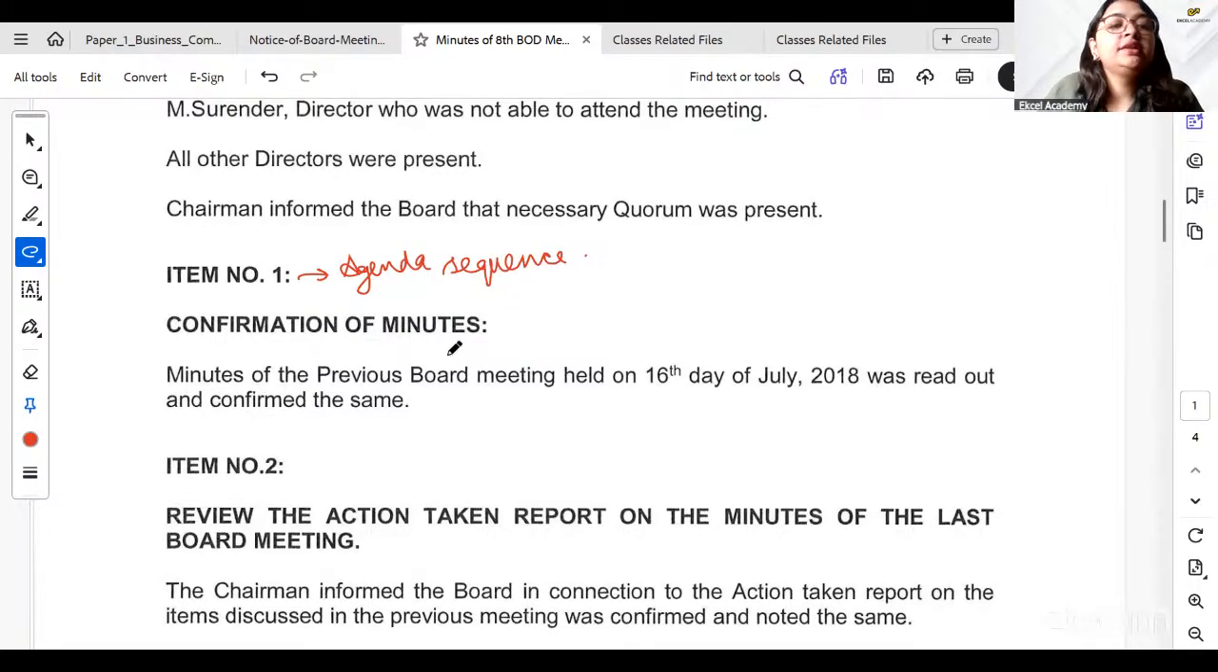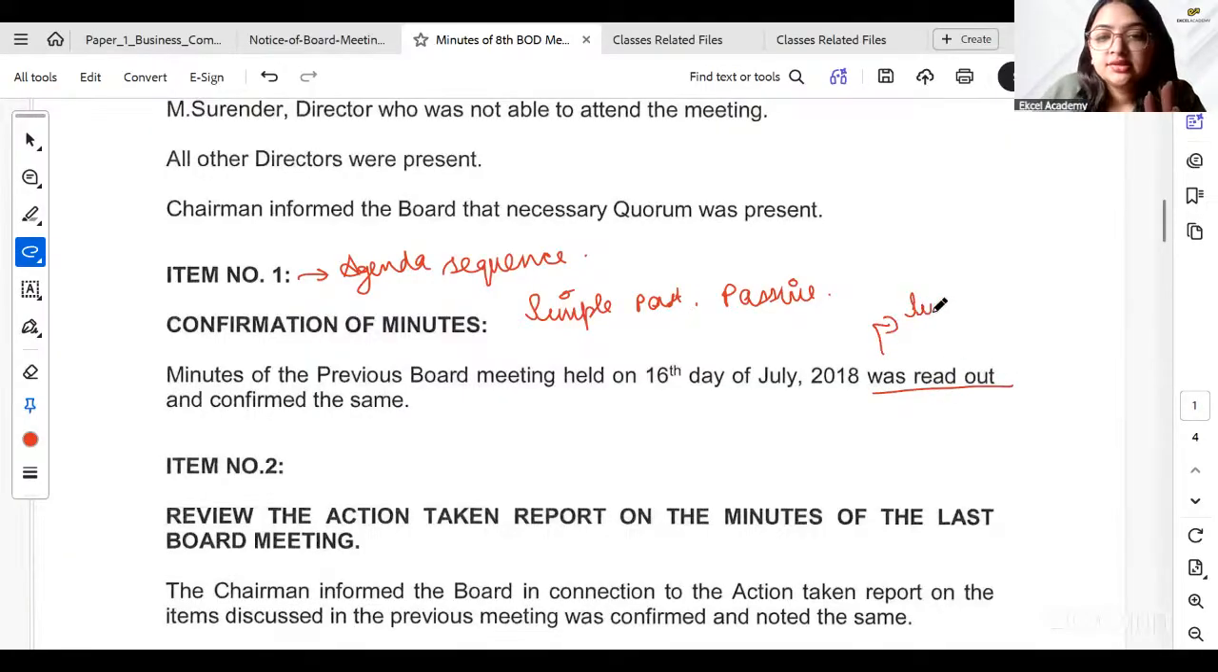So what did we tell you? The content of your minutes should be in simple past tense and passive voice, right? So now let's read this one line. Minutes of the previous board meeting held on 16 July was read out. This itself is showing that it is in simple past tense, and confirm the same.